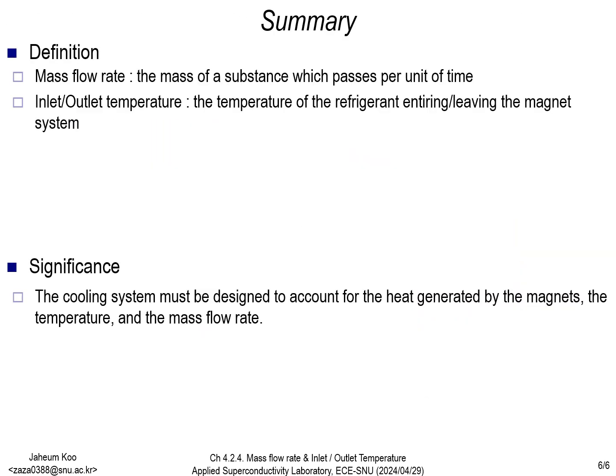In conclusion, we have examined the definition of mass flow rate, which is the quantity of mass passing through a system per second. We also explored what inlet and outlet temperatures mean within a superconducting cooling system. Furthermore, through a simple example, we saw how the mass flow rate can be utilized to adjust the cooling power.